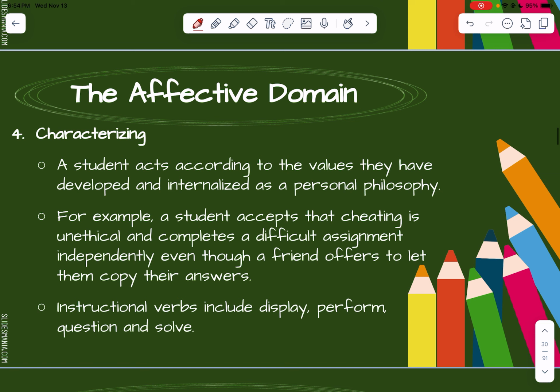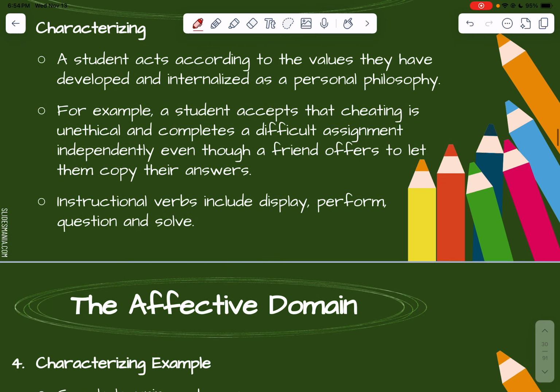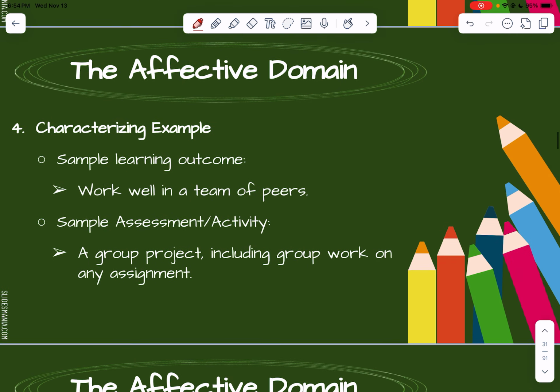The next is characterizing. A student acts according to the values that they have developed and internalized as a personal philosophy. For example, a student accepts that cheating is unethical and completes a different assignment independently, even though a friend offers to let them copy their answers. Instructional verbs here would be things like display, perform, question, and solve.